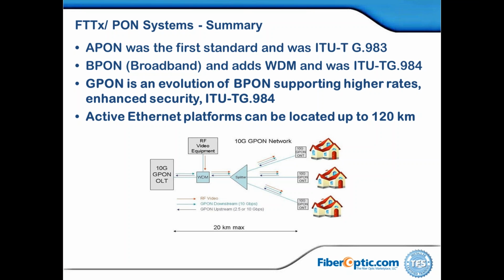And then here we say an active Ethernet platform can be up to about 120 kilometers. But you see a very simple, say 20,000 typical length, where we have a 10G GPON OLT, and on a certain wavelength we inject the RF video equipment. So you now have the signals flowing upstream and downstream, as you see, through a series of splitters. And we'll talk about what wavelengths do what.